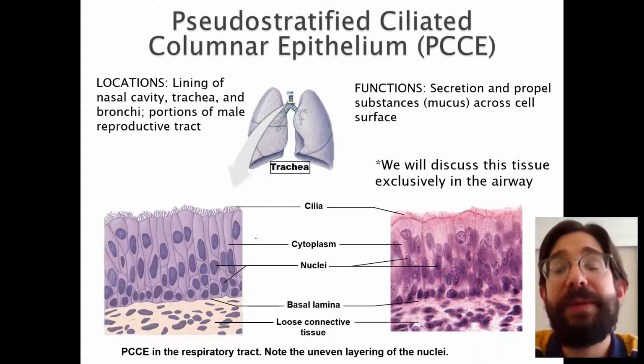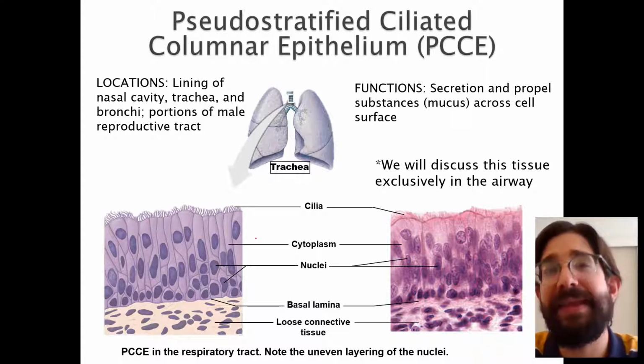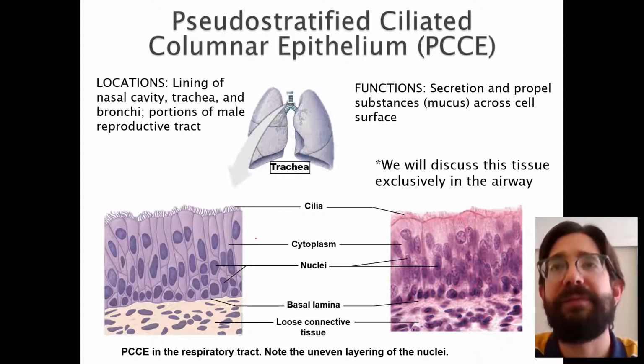The places we find PCCE in the body are the nasal cavity, trachea, bronchi, and portions of the male reproductive tract. We'll really just stick with talking about the airway. Most of those structures I named are part of your airway. So the functions of PCCE in your airway are secretion and moving stuff, moving mucus across the cell surface.